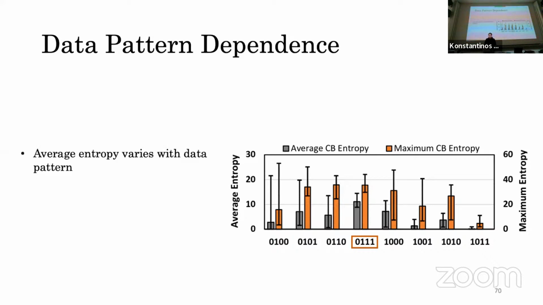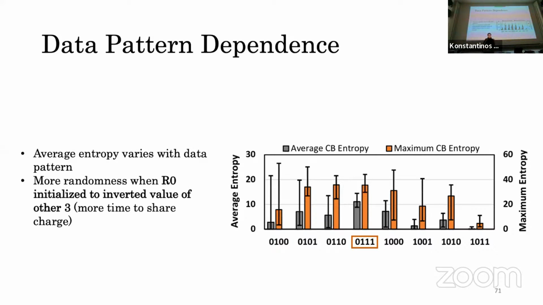As you can see, the entropy greatly varies depending on which data pattern we use for initialization. And the most entropy is achieved with data pattern 0, 1, 1, 1. The authors hypothesized that this is due to the fact that row 0 is initialized with the opposite value to the other 3 rows. And since row 0 has the longest time to share its charge with the bit line, this would produce the most random results.